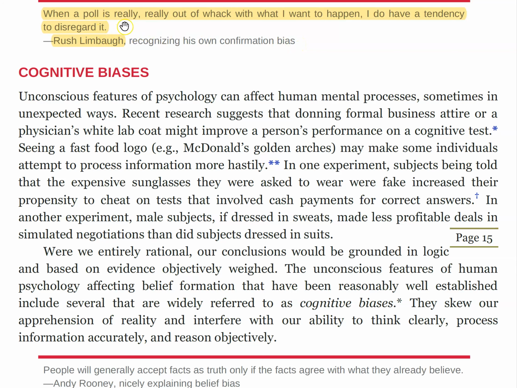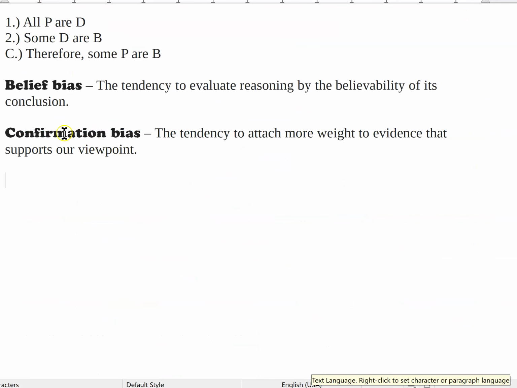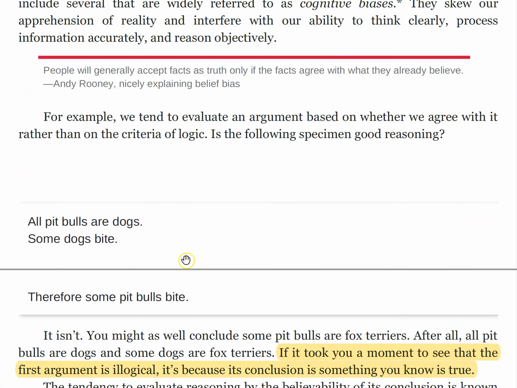This is quite good. I hope we can all recognize that we have these biases because they're where our thinking goes wrong. So that bias that he's expressing there is confirmation bias, right? He's attaching more weight, or in this case, less weight, to evidence that disconfirms his viewpoint, or more weight to evidence that supports his viewpoint. Okay, I think that one's a lot of fun. Let's move on.